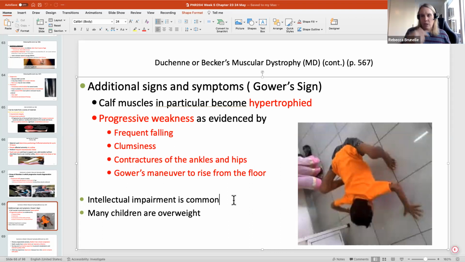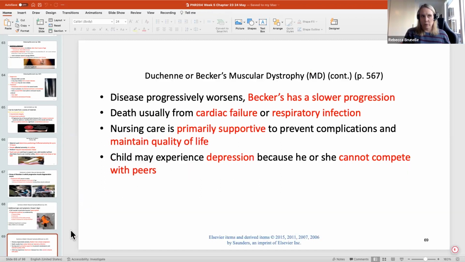They can also be intellectually impaired, so not have a normal intelligence. A lot of times they're overweight. This is a progressive disorder, and there's no treatment. So it's all supportive care.